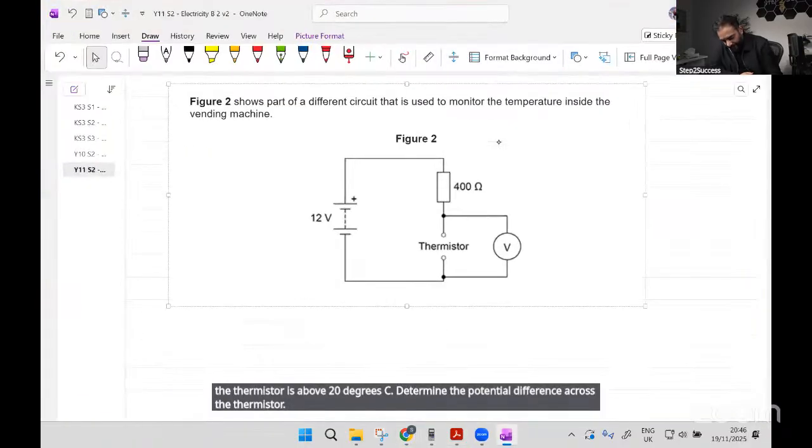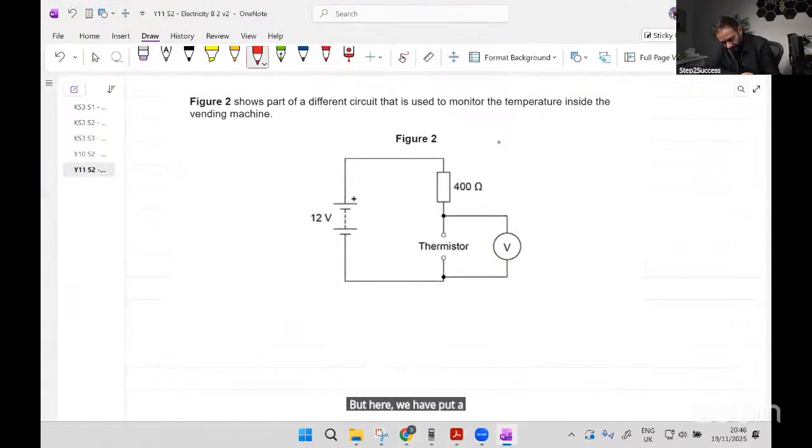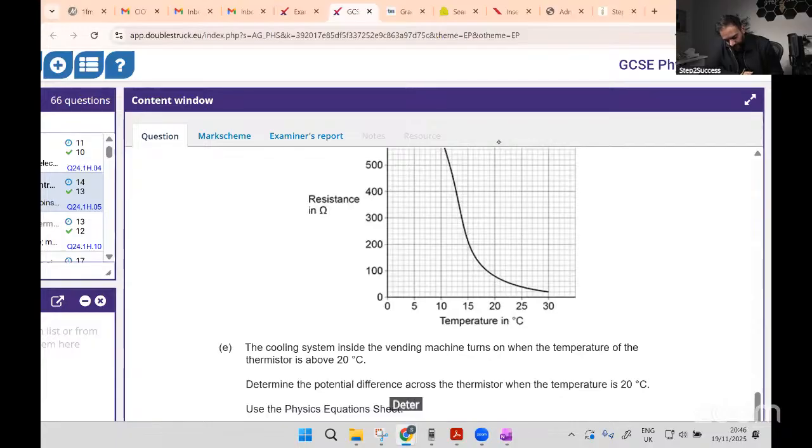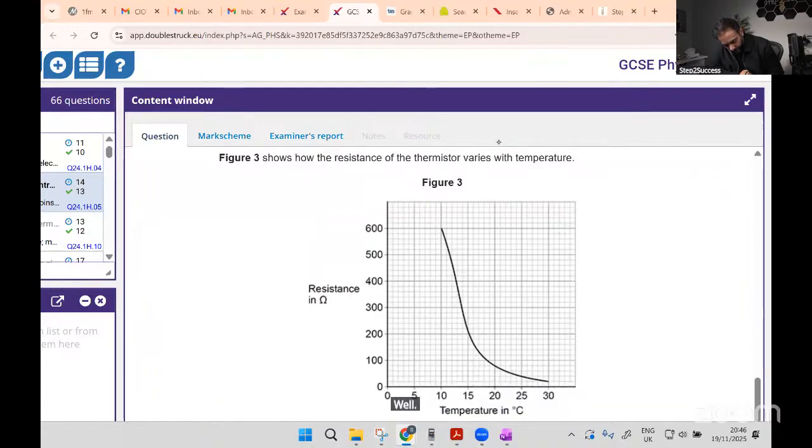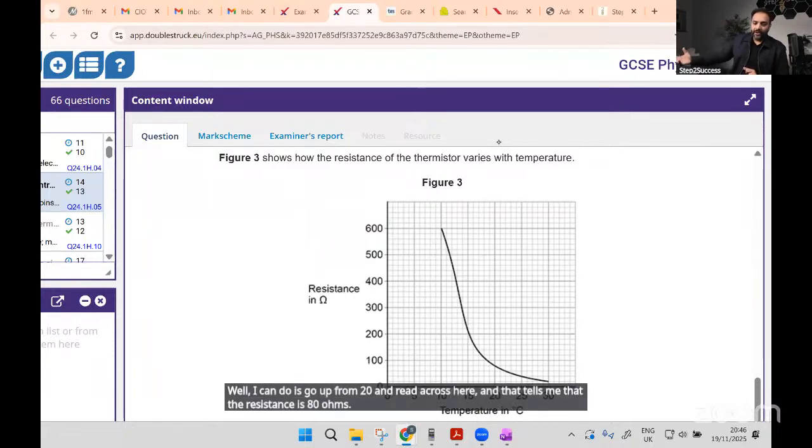That's here. We have put a voltmeter here. There's a thermistor here, by the way. We put a voltmeter around it to measure the voltage. Determine the voltage across the thermistor when the temperature is 20 degrees C. Now we have a graph that tells us how the resistance of the thermistor varies with temperature. What I can do is go up from 20 and read across, and that tells me that the resistance is 80 ohms when the temperature is 20.